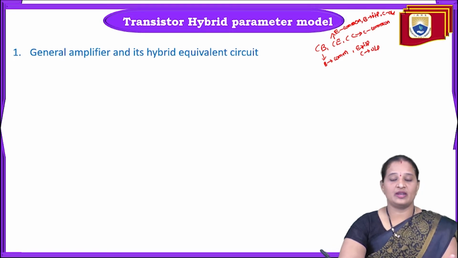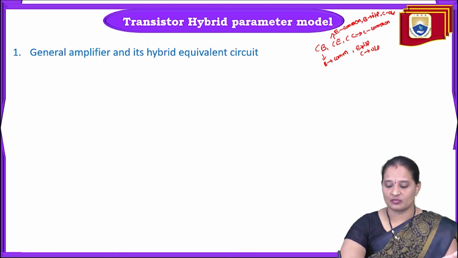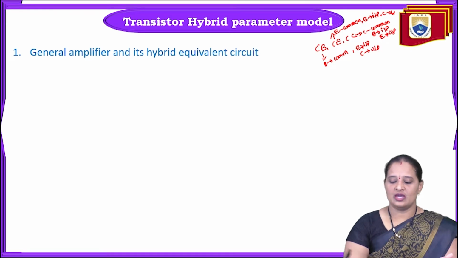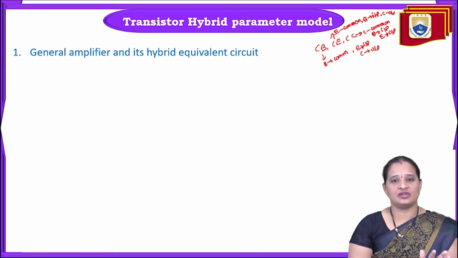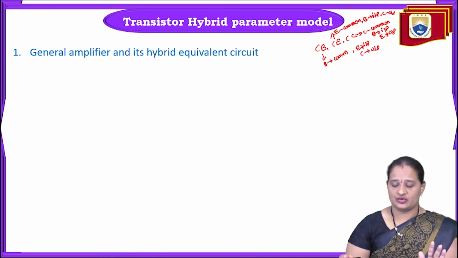As I told you, among the three terminals, we take one terminal as common, one terminal as input and the other terminal as output. So if I take collector as common, base will be the input and emitter will be the output. These are the three configurations by which we can approximate the transistor as a two-port network.